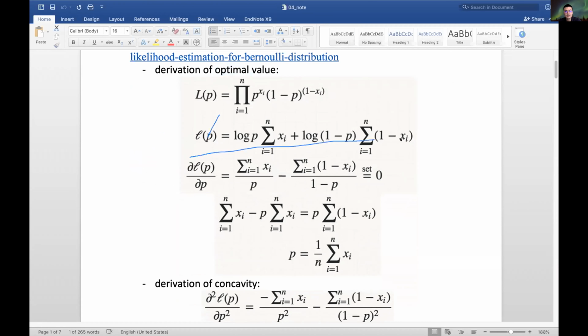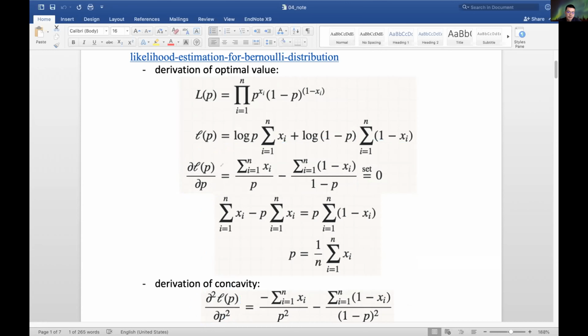Now let's look at this one. This is what we derived last time. Because we want to prove concavity, we want to take the second derivative, right? But before taking the second derivative, we first take the first derivative, right? Then we take the derivative with respect to p again, and we will get this. The first thing we do is always take the first derivative, okay? Now let's look at what the result will be.